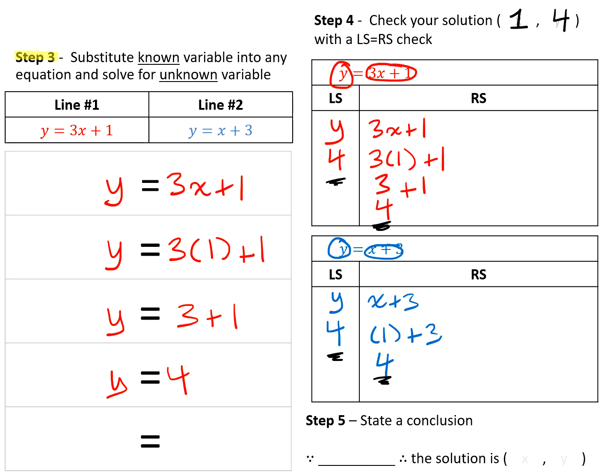So we can state a conclusion down here. Since the left side is equal to the right side, therefore the solution is indeed positive 1 and positive 4.